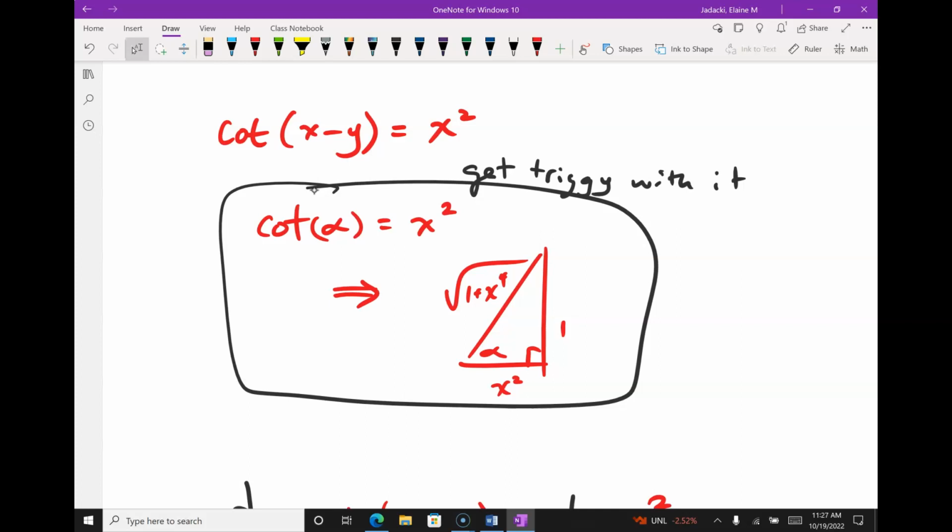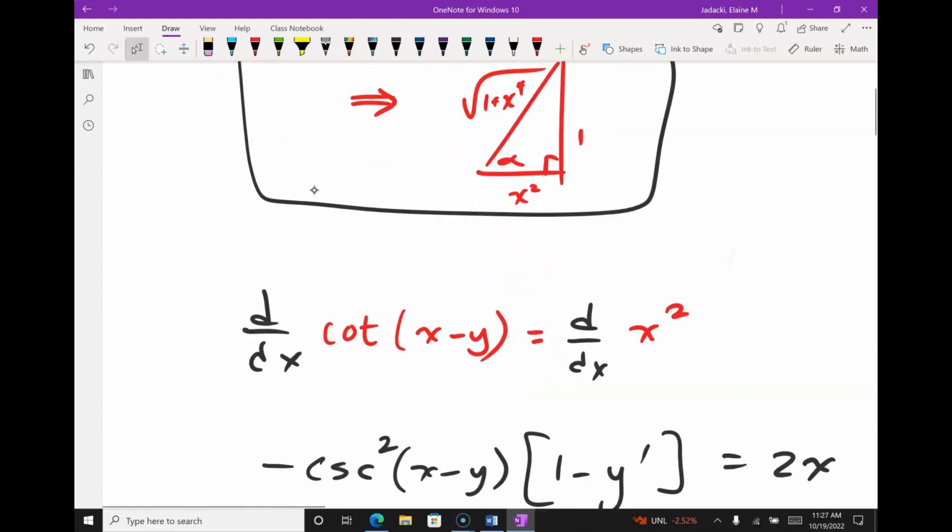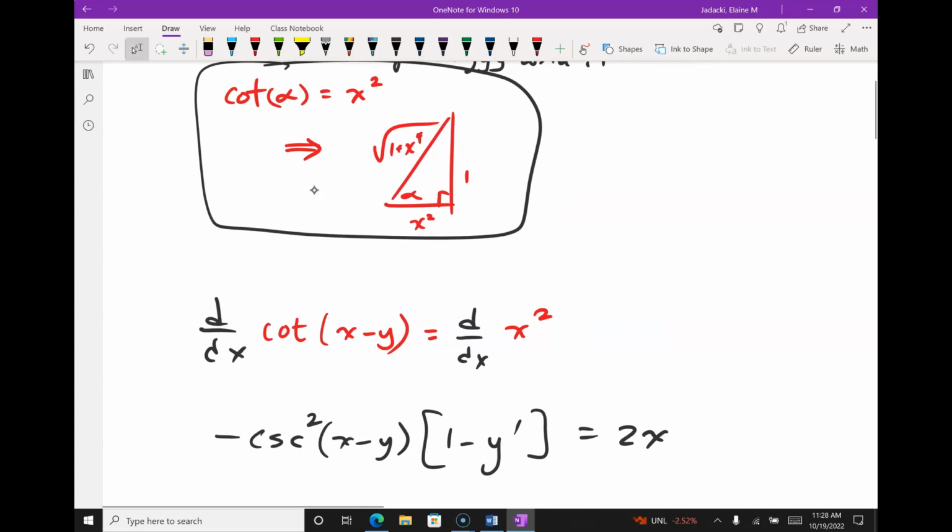Because you're going to have to find a triangle for sure on the test. You're going to have to do it in Calc 2. So you've got to be able to do these. I take the derivative of both sides. Derivative of cotangent is negative cosecant squared. And then the derivative of the inside is 1 minus y prime. And the derivative of the right side is 2x. Anybody get that?